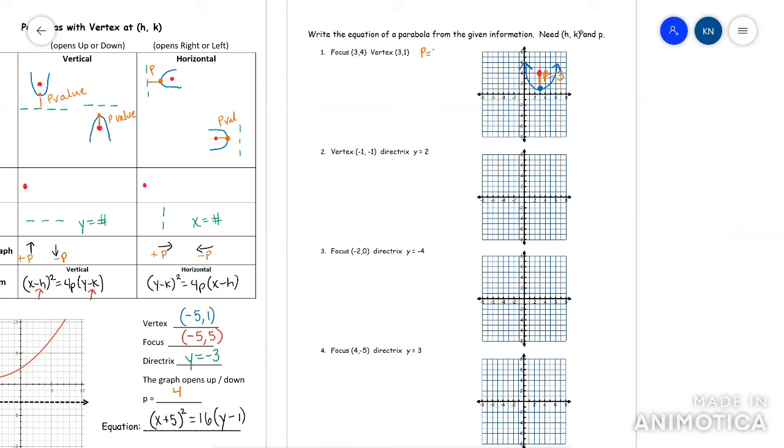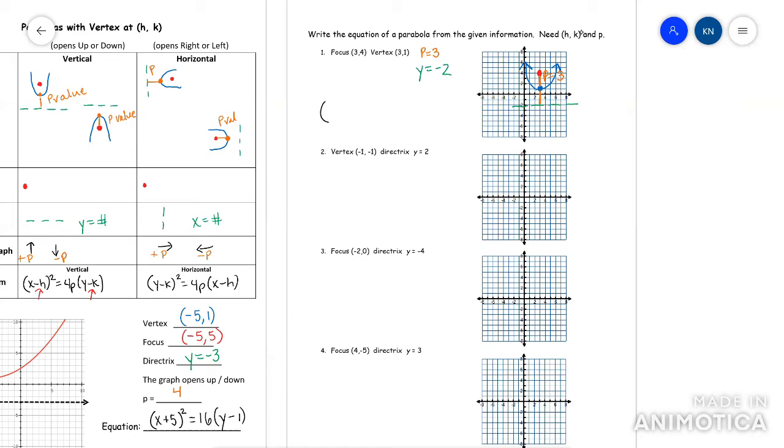That's probably the first thing I would find. Because now that I know that, I know it's 3 units down to my directrix, this green dotted line right here. So this directrix is a y equals line, and it's y equals -2. So now that I know all this information, I can write this equation in standard form.